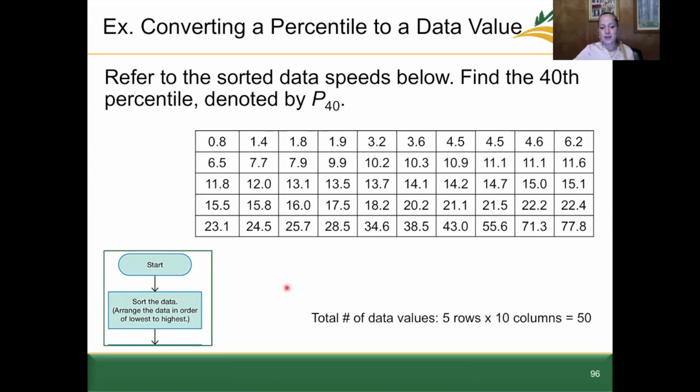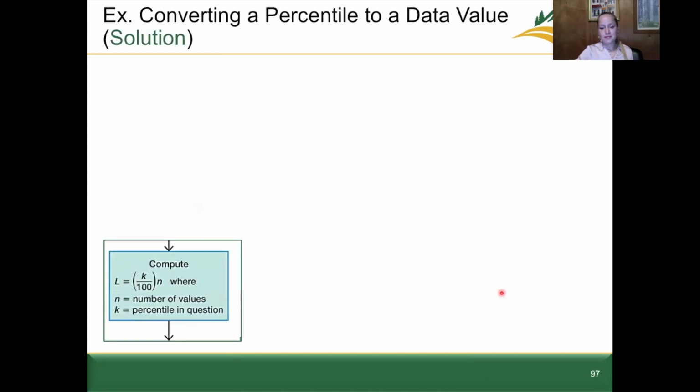Another important step that's not indicated explicitly in the flowchart is to total the number of data values. Here we already figured out that with 5 rows and 10 columns, we have 50 data points total. We're going to need that value later. Next in the flowchart, we're going to compute this. Remember our notation we just went over, where L is the locator, k is the percentile in question, and n is the number of data values in the data set.